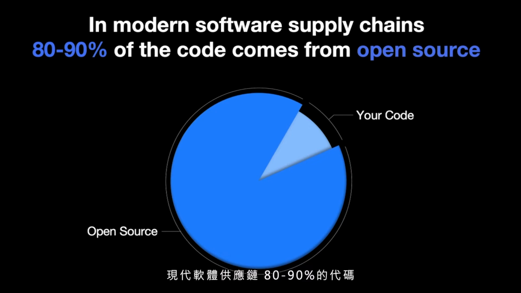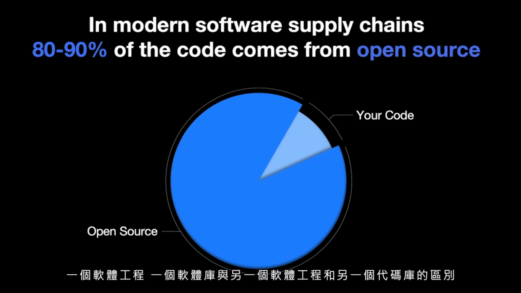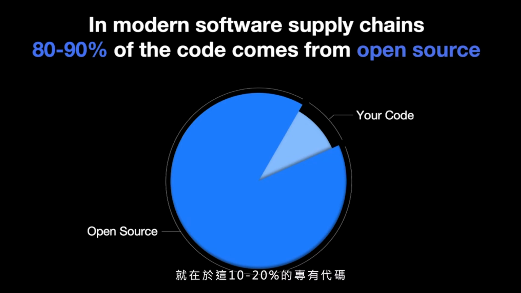If you look at the modern software supply chain, 80 to 90% of the code comes from open source. This means that the average modern software code base is made up of 80 to 90% of open source components. That means that from a differentiation standpoint, the differentiation between one software project, one code base, and another really exists in that 10 to 20% of proprietary code.